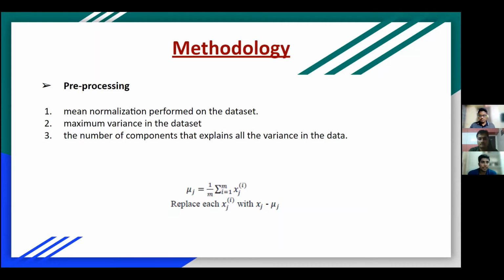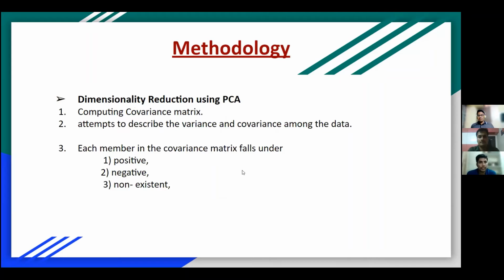The second stage is dimensionality reduction using PCA. As an image is taken as an input matrix, initially the covariance matrix is computed. A covariance matrix is a square matrix that attempts to describe the variance and covariance among the data. Each member in the covariance matrix falls under one of 3 categories: positive, if two variables under observation change in the same direction; negative, if they change in opposite directions; and non-existent, if one of the members changes while the other remains stationary.